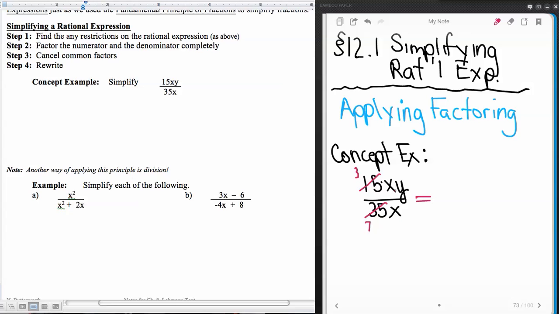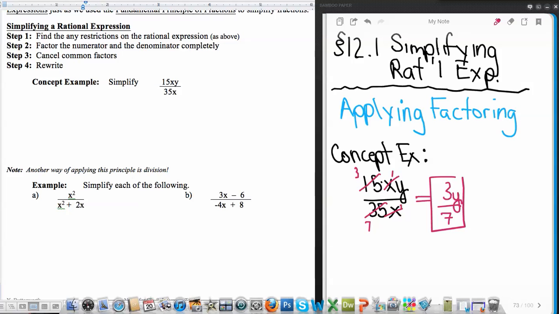And then this is quotients, right? X to the first over x to the first. That's our quotient rule, 1 minus 1, which is 0. Or another way of looking at it, they cancel, don't they? And so in the numerator, I'm left with a 3y, and in the denominator, I'm left with a 7. And that is simplifying a rational expression.